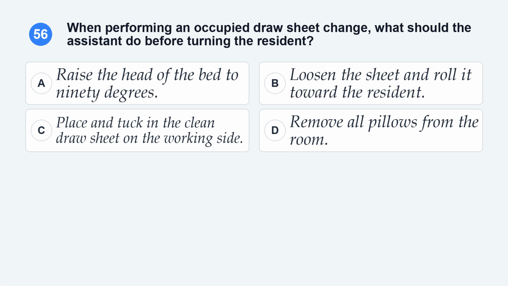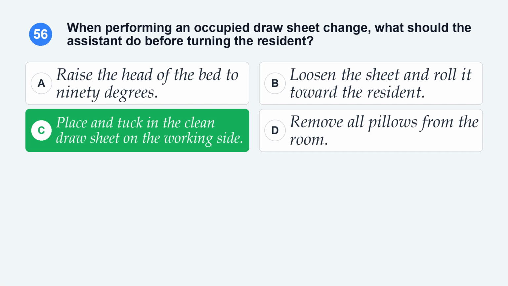Question 56. When performing an occupied draw sheet change, what should the assistant do before turning the resident? Option A. Raise the head of the bed to 90 degrees. Option B. Loosen the sheet and roll it toward the resident. Option C. Place and tuck in the clean draw sheet on the working side. Option D. Remove all pillows from the room.